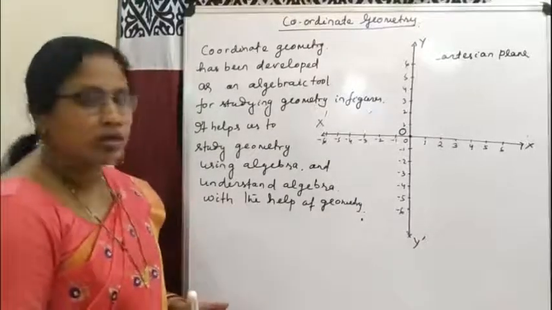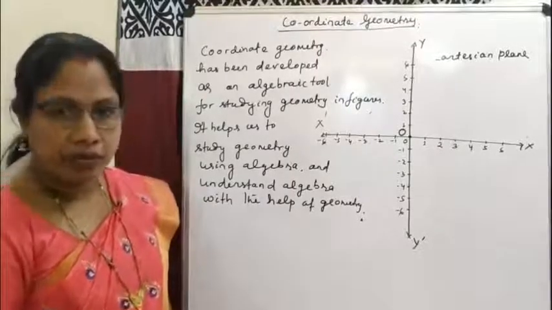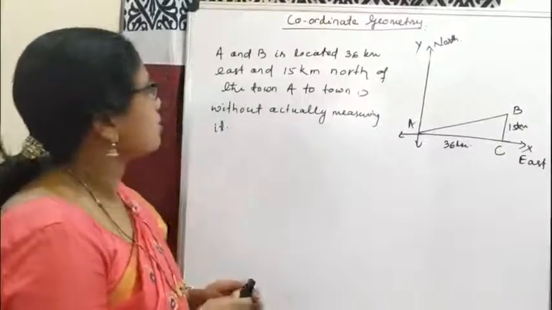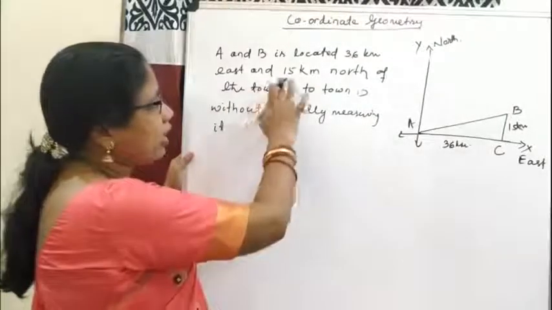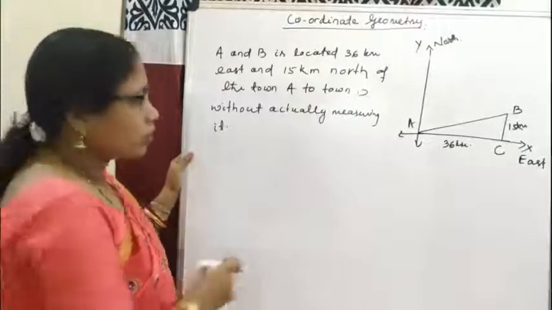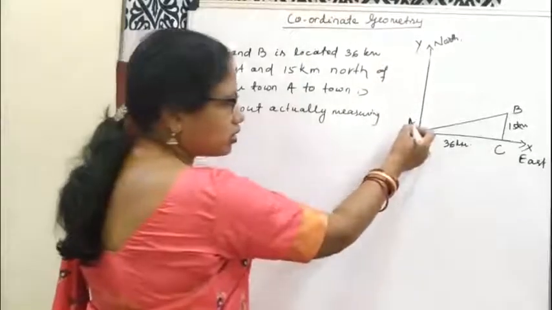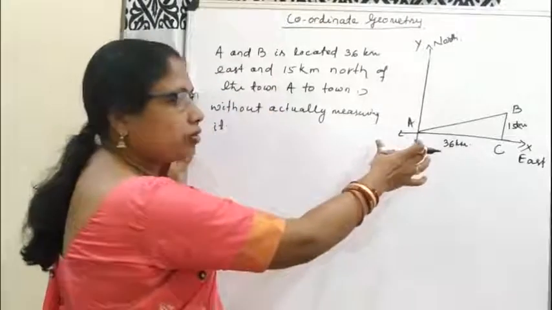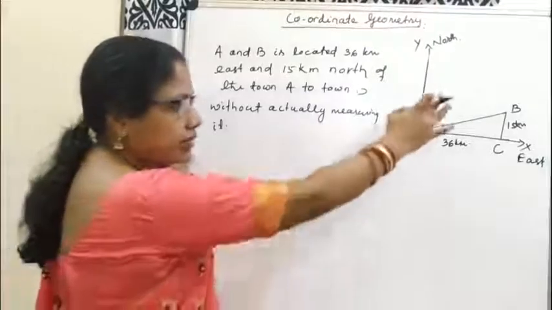So let us find out the distance formula for two points on a Cartesian plane. Let us consider this situation. Town B is located 36 km east and 15 km north of town A. The situation is represented graphically like this. Here is town A, and town B is situated 36 km towards the east and 15 km towards the north. So the diagram is like this.